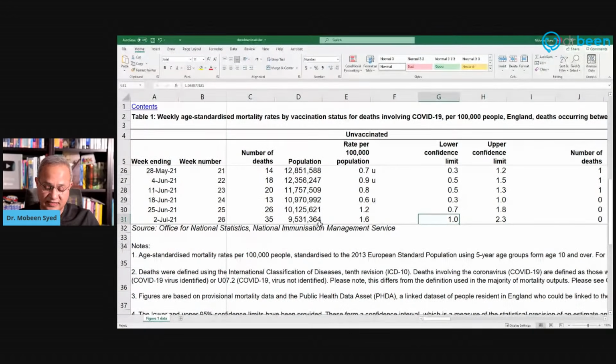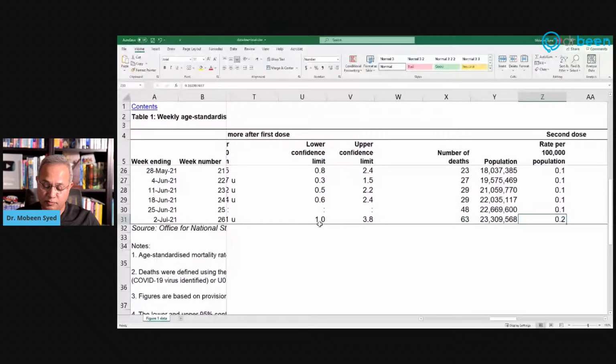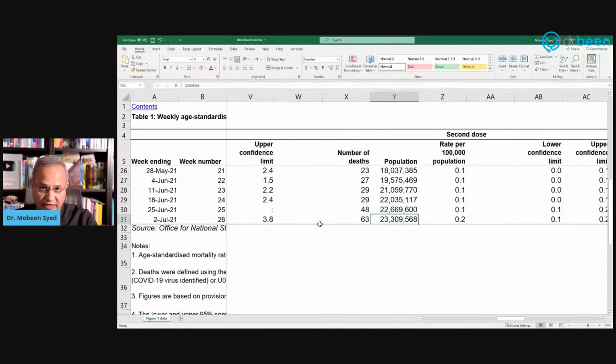But here, because there is a statistical process applied to it, they have a confidence interval with a lower limit and an upper limit. So this is just an explanation of why they did that math. For example, here these are the vaccinated second dose folks, on 2nd July, with the number of deaths and the rate per 100,000. If we look at 0.2 per 100,000, that means 1 death per 500,000, correct?